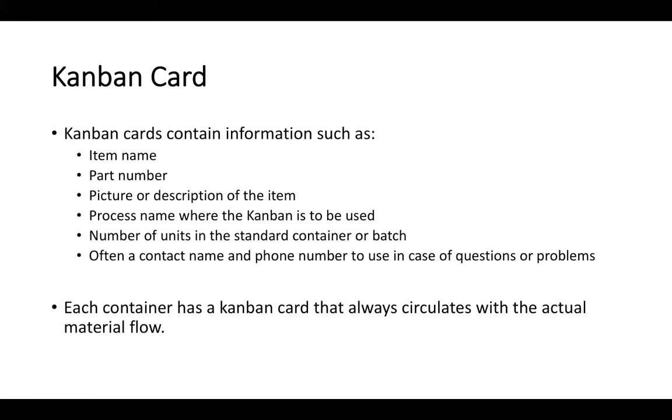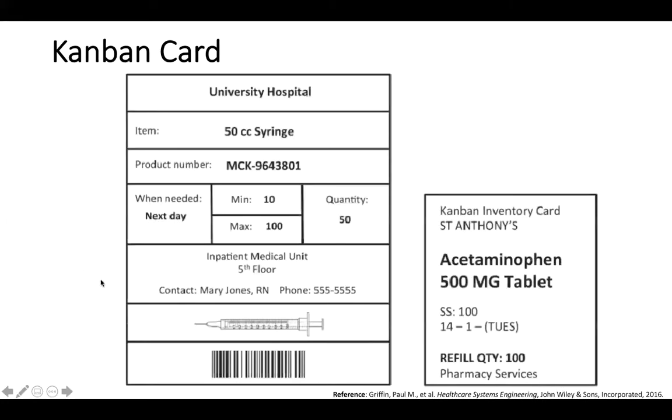And then there are containers or bins in the healthcare facility that contain these items, and each one of those containers has one of these cards that can tell us how many of the items should be in that container, what the part number is, as I said, and where this container is going to be in the healthcare facility. So these are some examples or images related to Kanban cards.